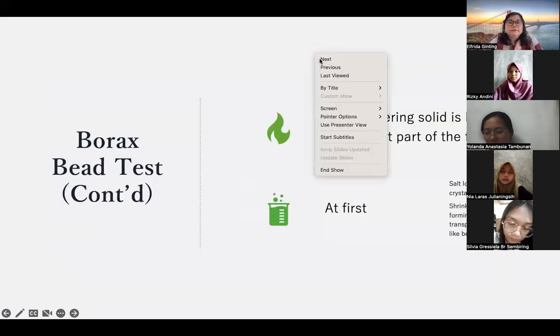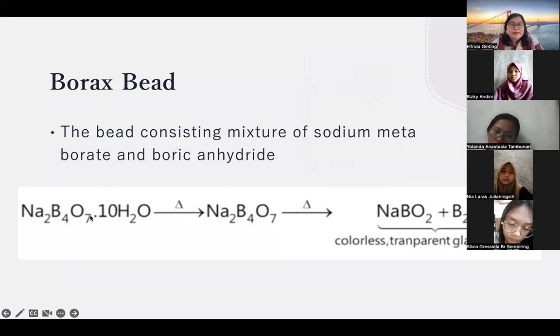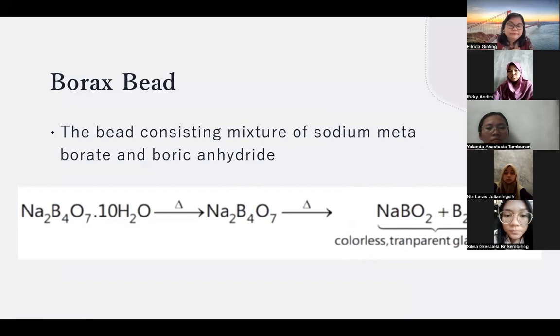Now, this is the reaction, right? You have this one containing 10 water. You heat it, then it leaves only Na2B4O7, and then you heat it again, and it appears like this. This is the chemical, and it doesn't have any color, it is transparent, and then it forms a bead.